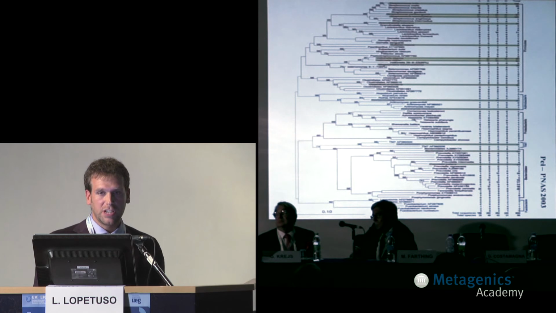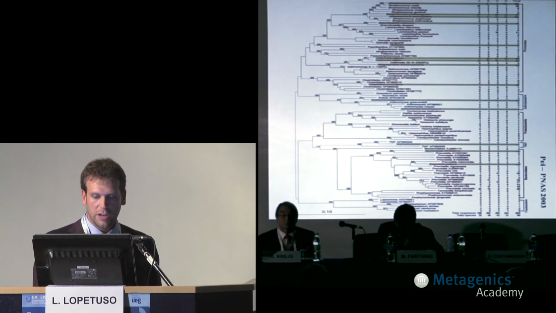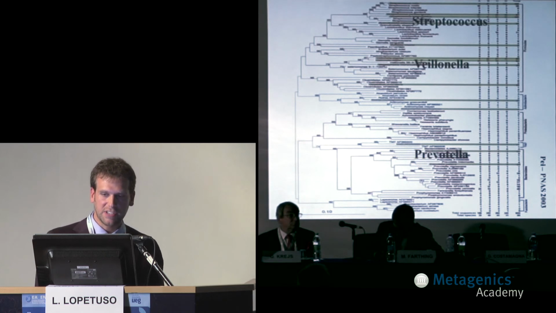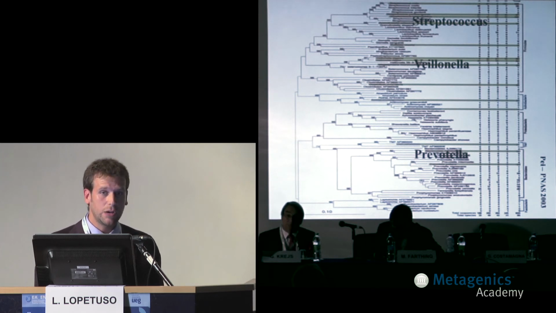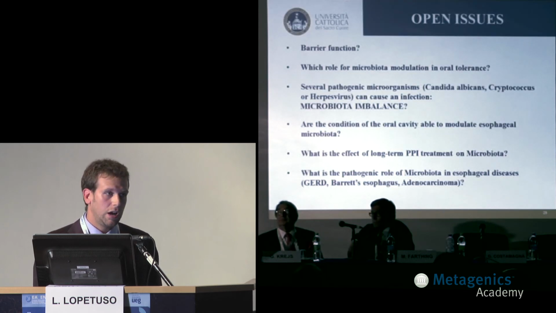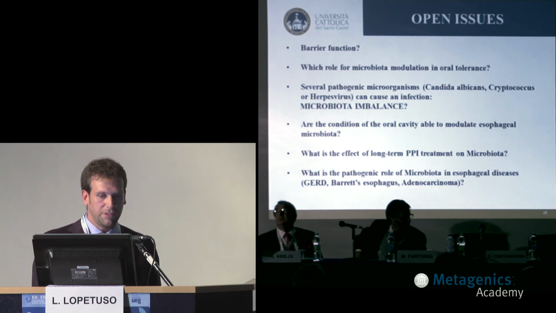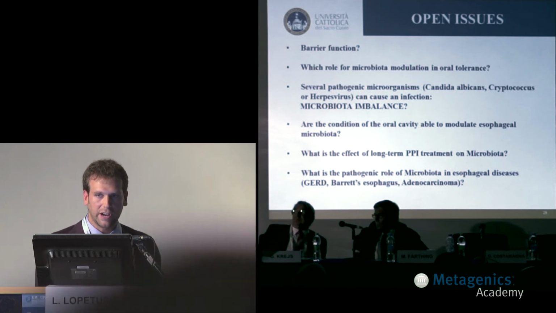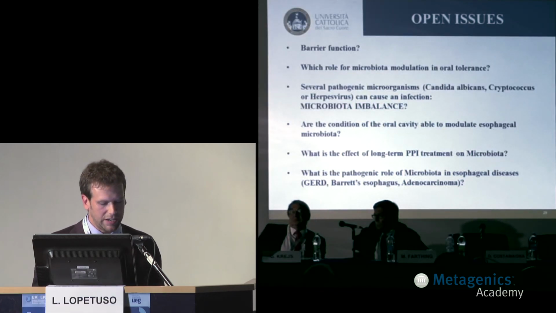Pei and collaborators studied the microbiota coming from biopsies of the lower esophagus and showed that the main genera present in this esophagus were Streptococcus, Veillonella, and Prevotella. These data were further confirmed by many recent studies. However, many issues are still open. We don't know if the microbiota has a barrier function also in the esophageal barrier, like what happens in the gut, in the colonic barrier.